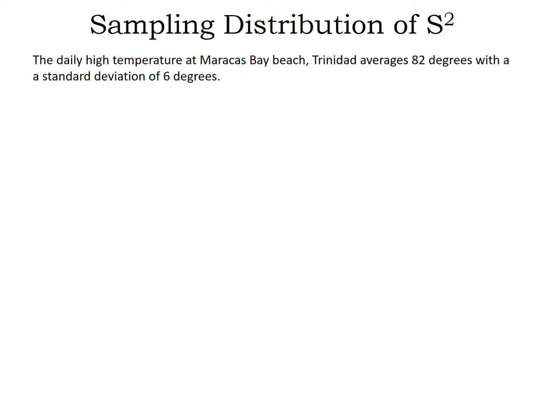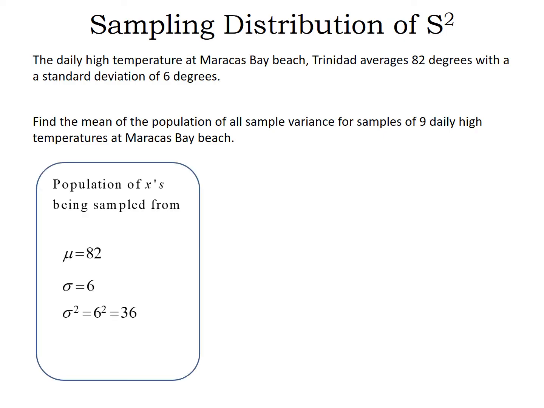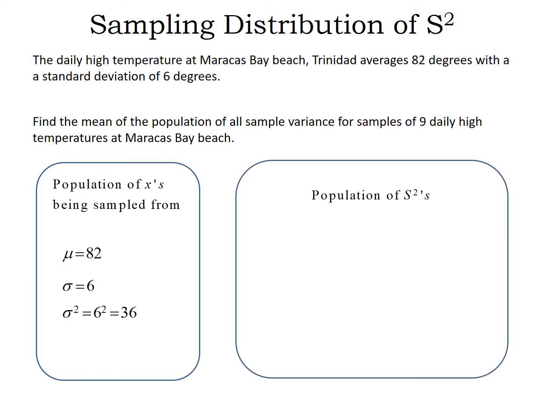Okay, so we're going to continue with the same example, talking about high temperatures at the beach, but this time I'm looking at the sample variance instead of the sample mean. We want to find the mean of the population of all sample variances. We know the truth about the population we're sampling from, and the mean of the sample variances is equal to the variance of the population we're sampling from. So simply 36 degrees. End of story.